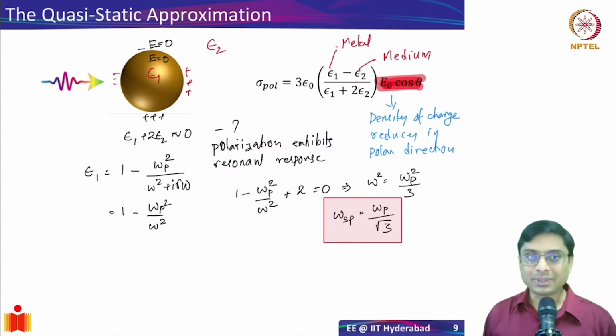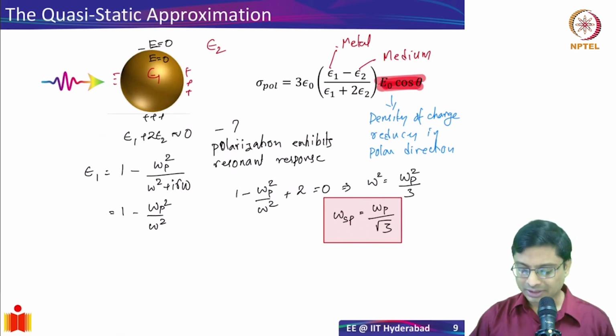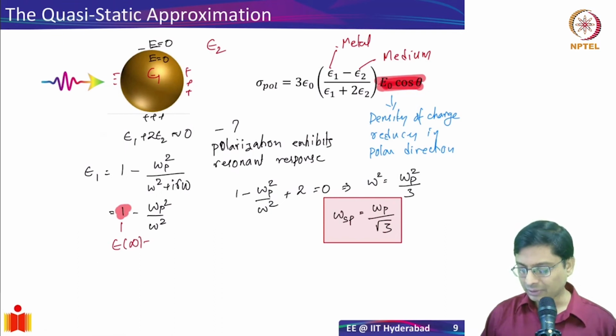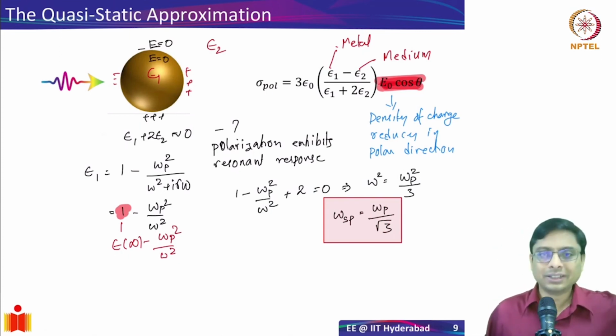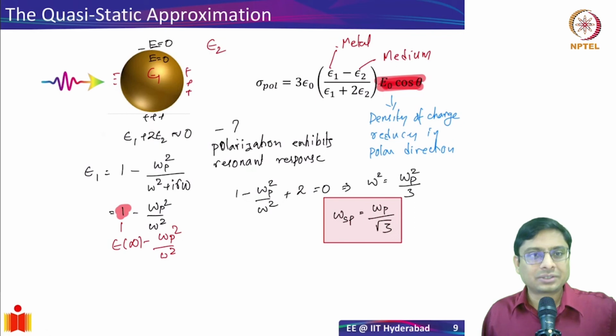Just remember that this is for an ideal metal. I'll give you an example problem either in the homework or in the exam, wherein I'll ask you to calculate this for a real metal. Instead of 1, I'll give you an epsilon infinity. So epsilon infinity minus omega p square divided by omega square. What happens to the plasmon frequency? You just find out where the denominator goes to 0, and that's the resonant response, for a more real metal.